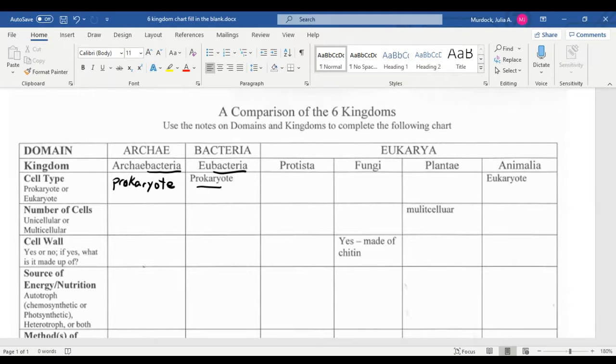So Protista, would that be a prokaryote or eukaryote? What do you think? Does an amoeba have a nucleus? Yes, and therefore it is a eukaryote. And the key is, look, the bacteria are over on the left side, and bacteria, we know, are both prokaryotic. Over here, eukarya means that everything in this domain, Protista, fungi, plantae, and animalia, are all eukaryotes. They are all made of cells that have nucleuses.